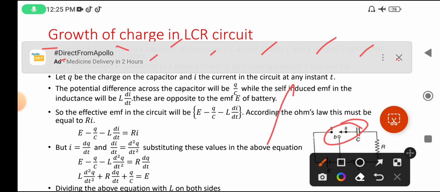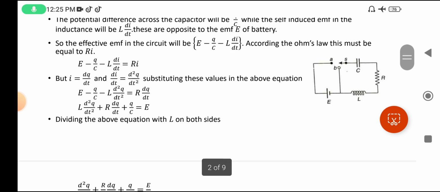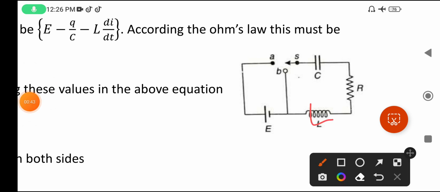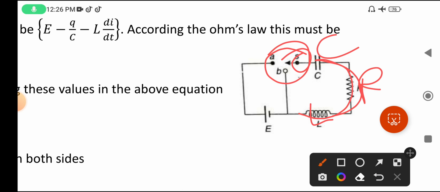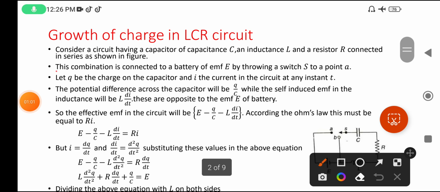Once again, see. Here L, R, and C, these three are connected in series, and here there is a key S. S is a key or a switch you can connect towards B or towards A also. This combination is connected to a battery of EMF E by throwing the switch S to point A.